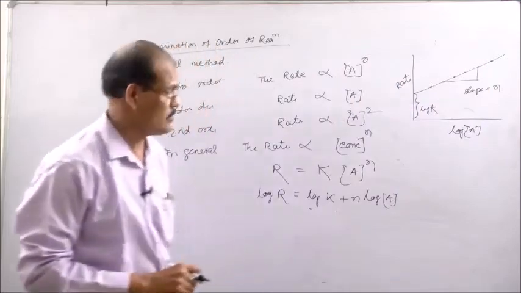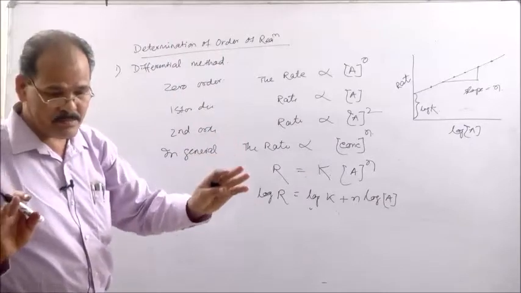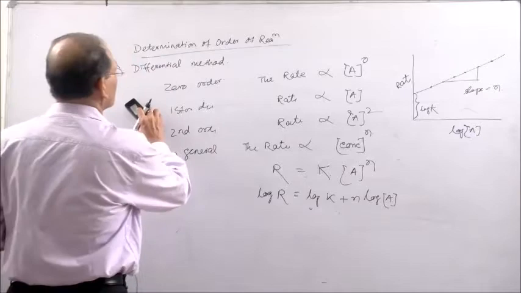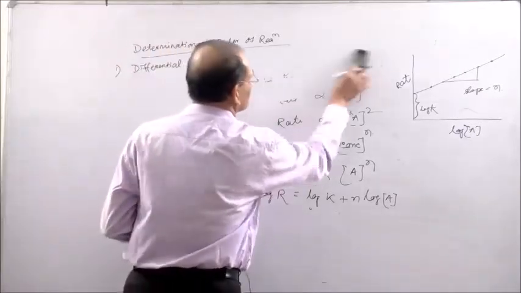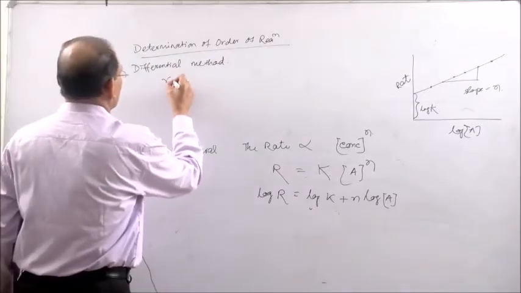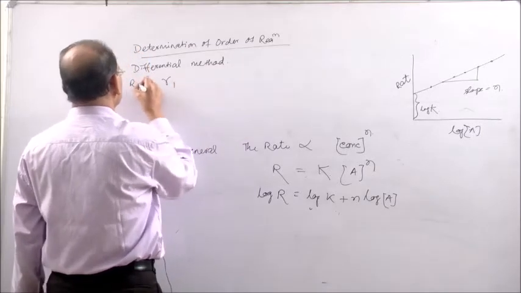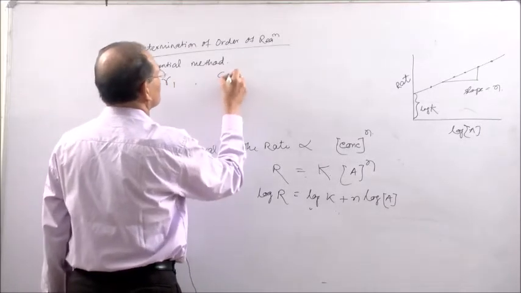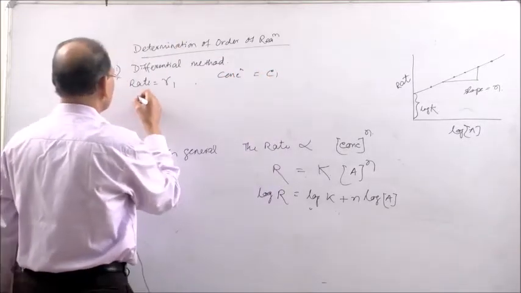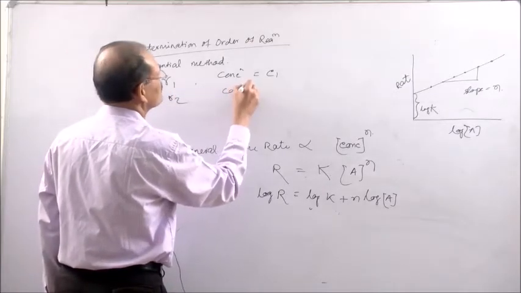N means the nth order. So this is the part. If we have two concentration terms or two rates of the same kind, let us take two concentration terms. When the rate is R1, the concentration is C1, and when the rate is R2, the concentration is C2.